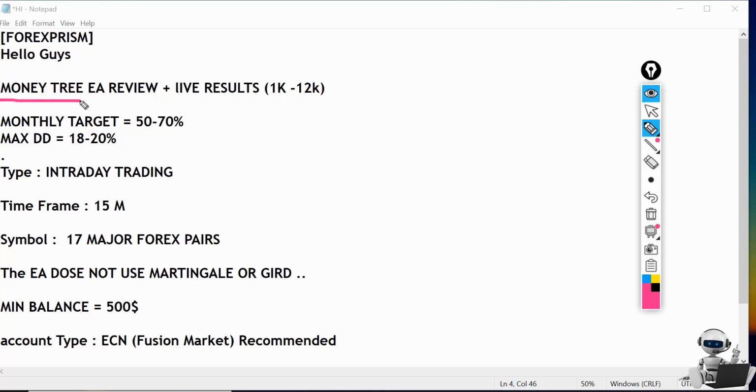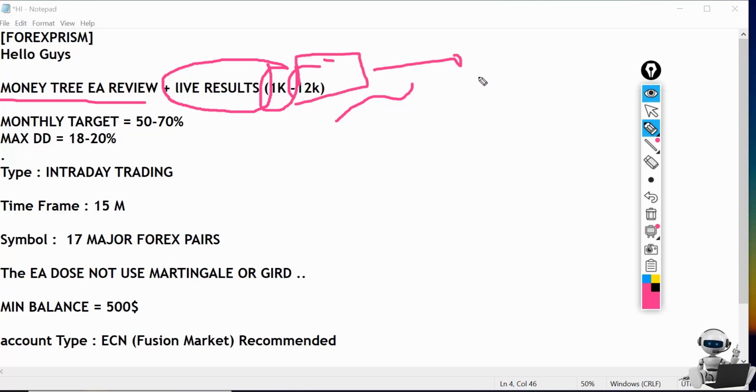Today we have Money Tree EA. This EA comes out with the live result that we're able to transform 1k balance into $12,000, which is crazy return on investment only in 4 months. And this EA, basically the monthly target is between 50 to 70%. I know it is crazy.